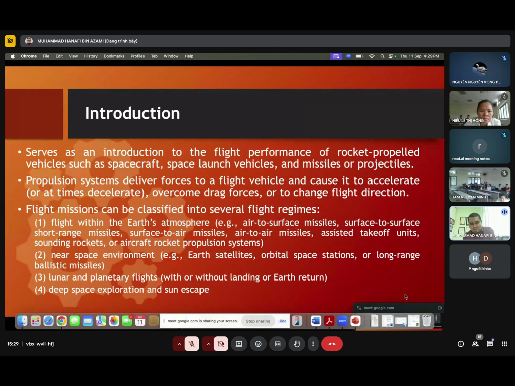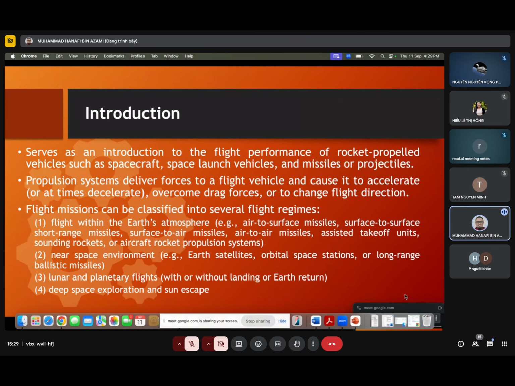Number two, it also can be classified as a near space environment. For example, a satellite, orbital space station, or long-range ballistic missile, such as ICBM, intercontinental ballistic missile. So when mentioning intercontinental ballistic missile, you are talking about more than 5,000 kilometer range and above.